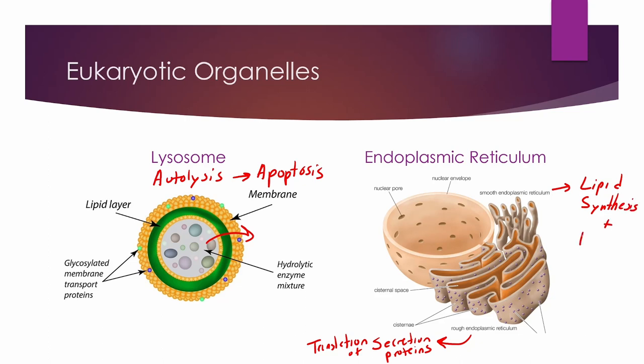It's also used for detox of various substances. The smooth endoplasmic reticulum also transports proteins from the rough endoplasmic reticulum to the Golgi apparatus. So the pathway would be something like rough ER, the smooth ER, to the Golgi apparatus. Obviously, all of it originates from the nucleus.